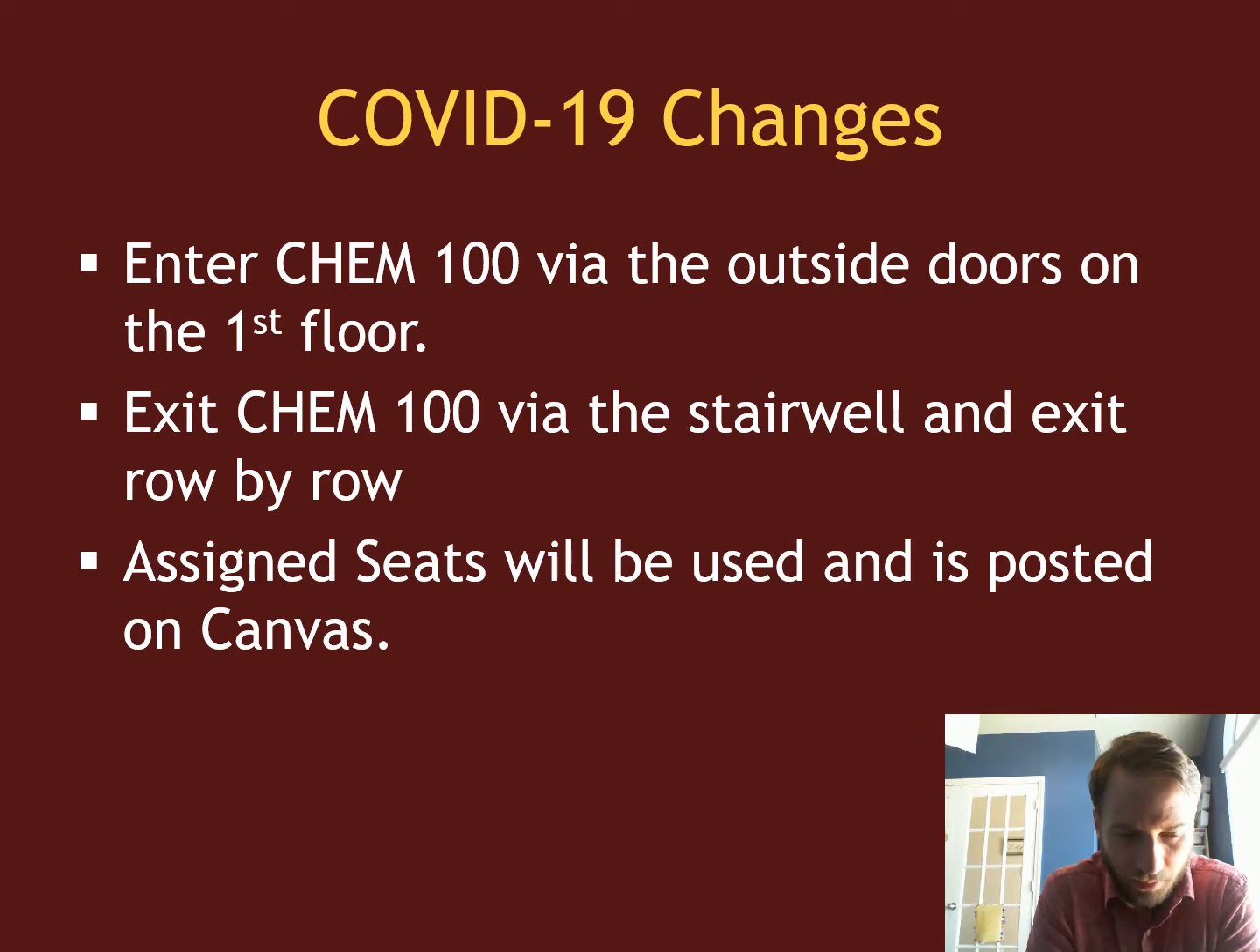When we exit, we'll exit row by row. There are going to be assigned seats for the class, which we'll post on Canvas. The main thing that I'm concerned about is that you sit in the maroon marked chairs. There will be seats marked with a maroon dot or something like that, indicating that those seats are for Monday, Wednesday, and Friday classes. So you need to sit in those chairs. The idea of using a seating chart is to help with contact tracing and things like that in case someone gets sick.